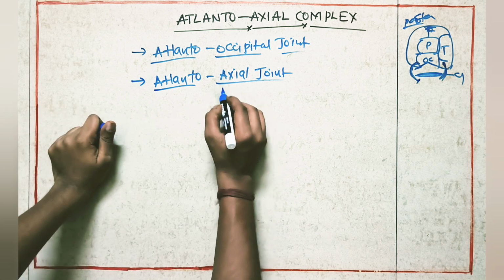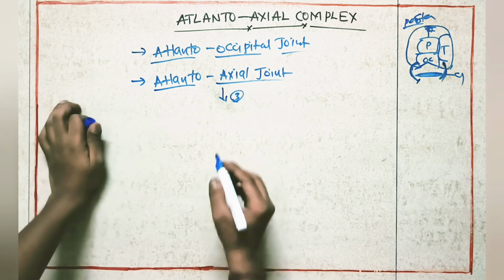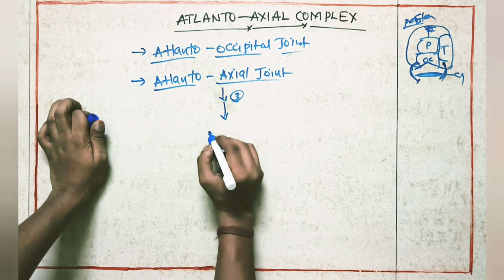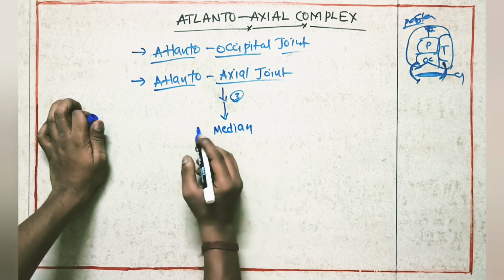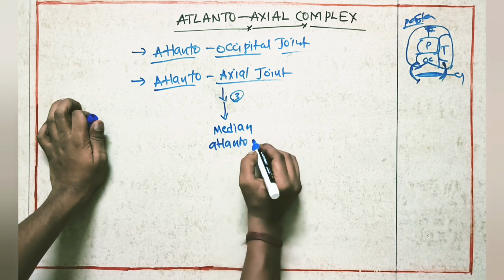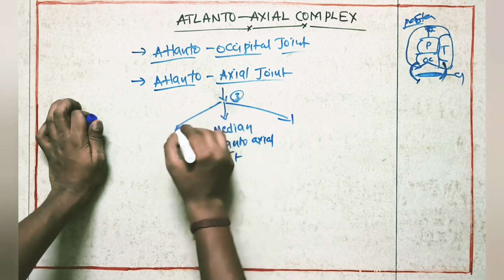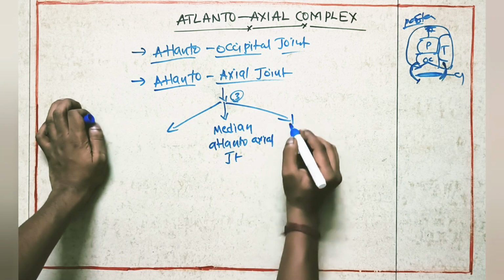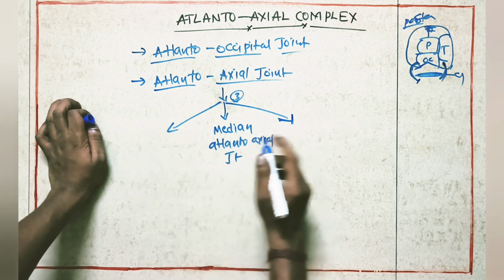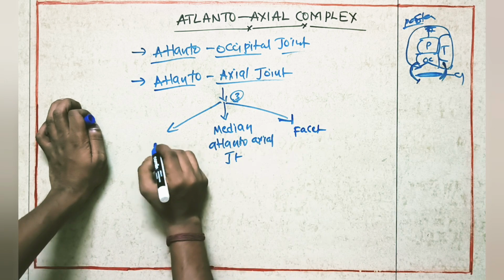And next one, the atlantoaxial joint. The atlantoaxial joint is the combination of a total of three joints. In the middle, it will be having the median atlantoaxial joint, and laterally on the sides, facet joints.